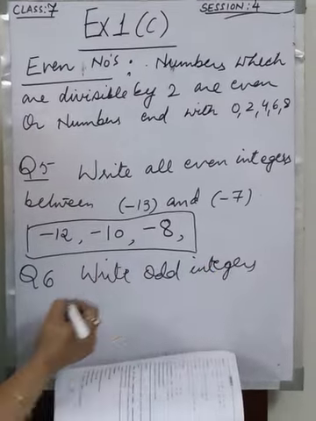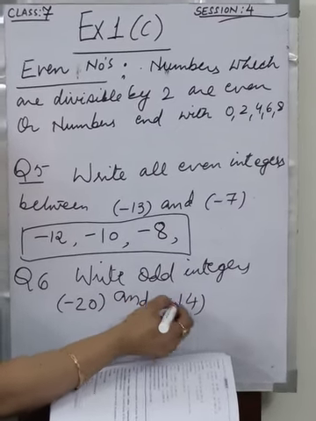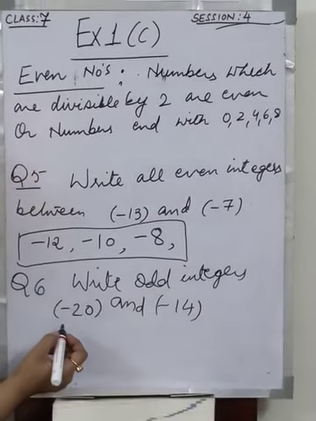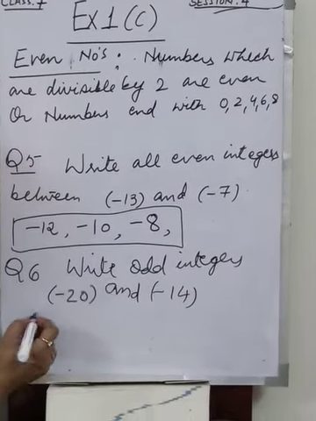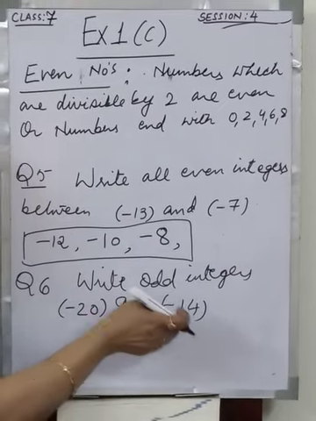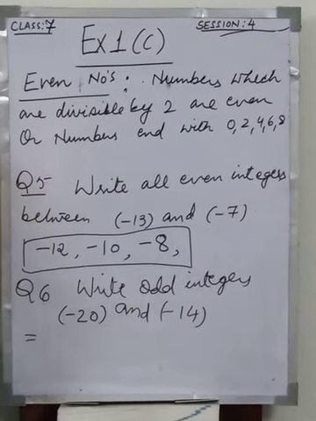So we are looking for odd integers between -20 and -14. What are the odd integers between -20 and -14? -20 is smaller and -14 is greater. We will start from the smaller towards the greater number.